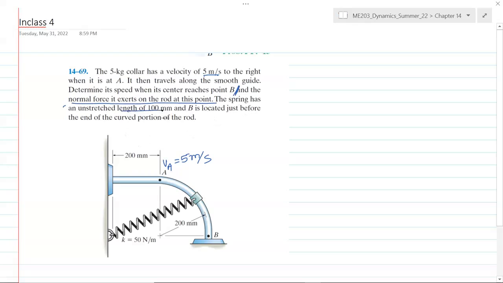The spring has an unstretched length of 100 millimeters. Now, the spring constant is in meters, so we would like to make sure that everything is in newtons and meters. So the spring's unstretched length, L0, is 100 millimeters. So we can call that L0 as 0.1 meters, 100 divided by 1000. Similar to that, this dimension we will consider as 0.2 meters, and this distance also is 0.2 meters. We convert everything into meters, not millimeters.